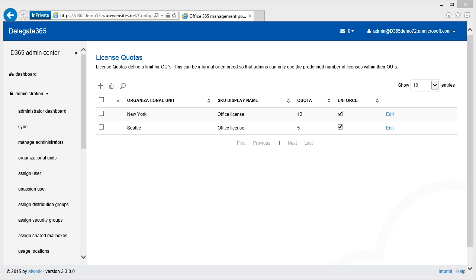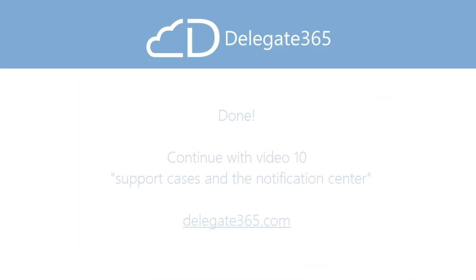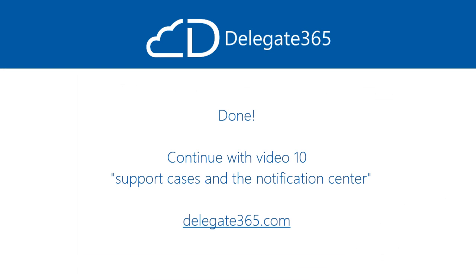You have seen that it's easy to set and change licenses for users in Delegate365. Continue with video 10 and see how the notification center works.